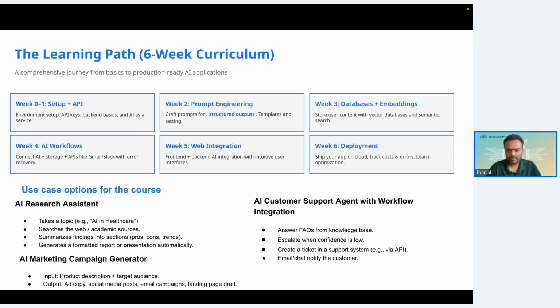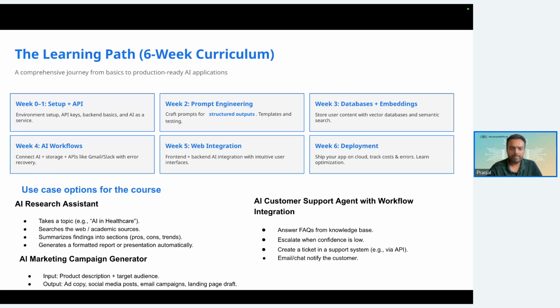Or we can have an AI customer support agent with workflow integration, which can answer FAQs from a knowledge base, escalate when confidence is low, create a ticket in a support system using an API, and things like that. And then we can also have an email or a chat to notify the customer.